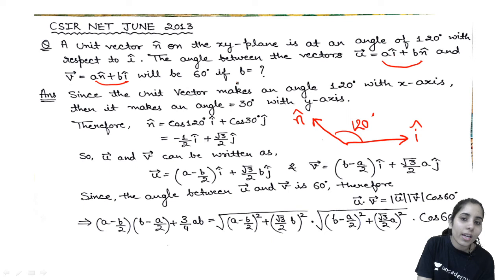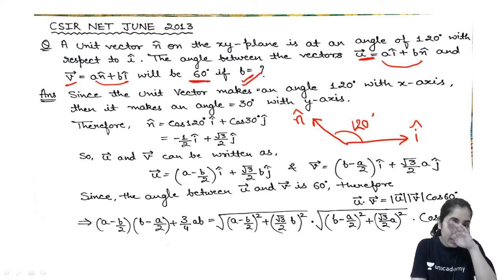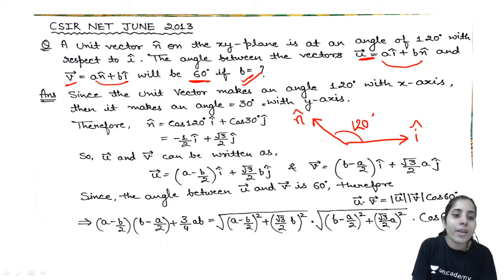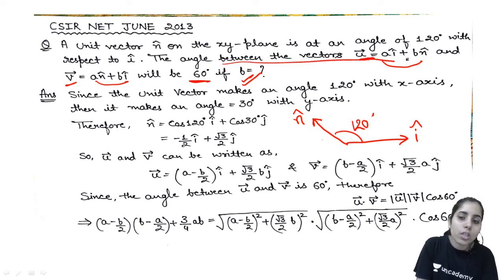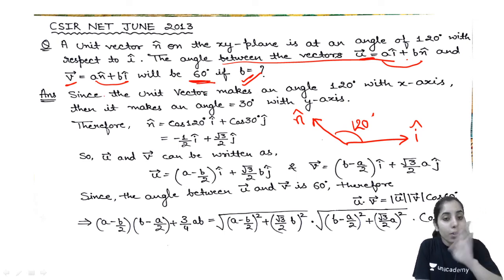Okay, so they are asking for this vector u and this vector v. The angle between both will be 60 degrees for what value of b. That's what they are going to ask you to find. Now guys, read the last statement very carefully. The angle between the vectors u and v will be 60 degrees if. The angle between these two vectors will be 60 degrees if.